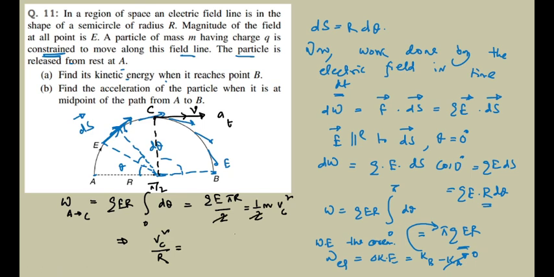So Vc square by R is coming to be pi QE divided by m. Now this Vc square by R is nothing but normal acceleration. So An is equal to pi QE by m. We already have the tangential acceleration, that is equal to QV by m.